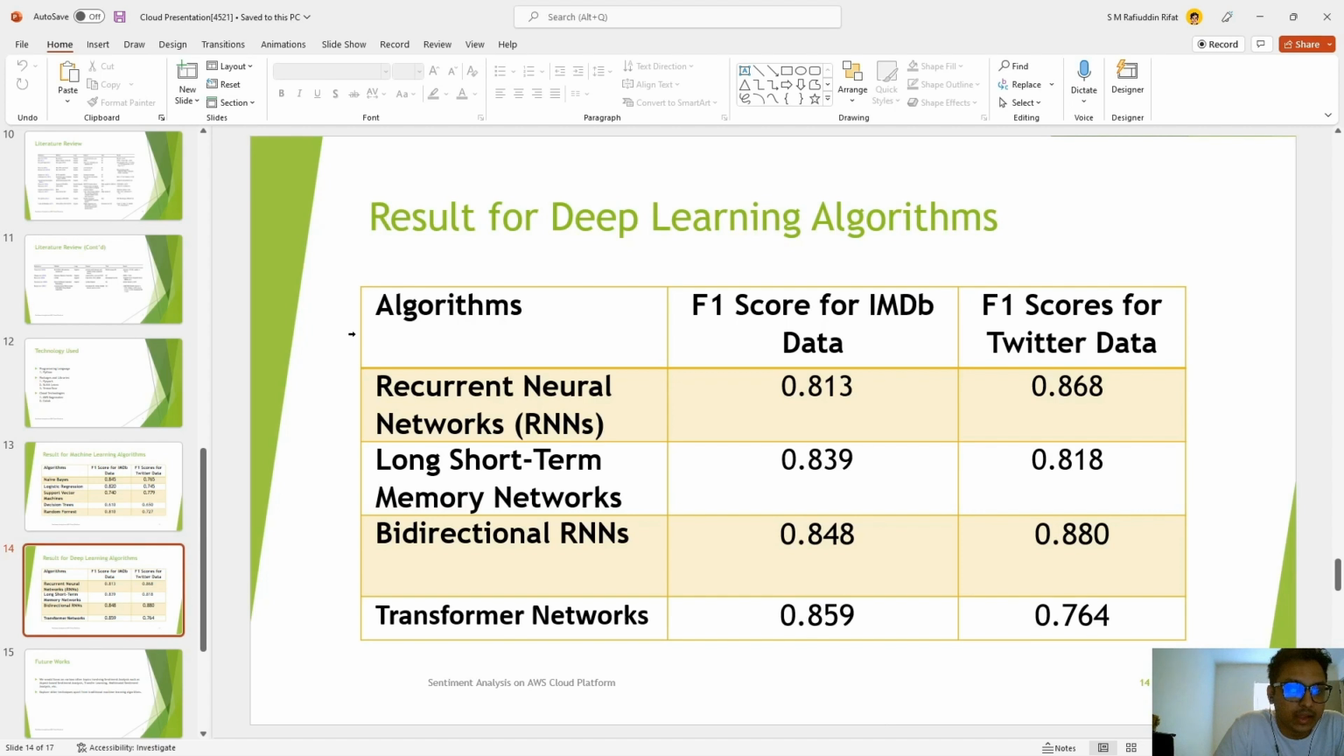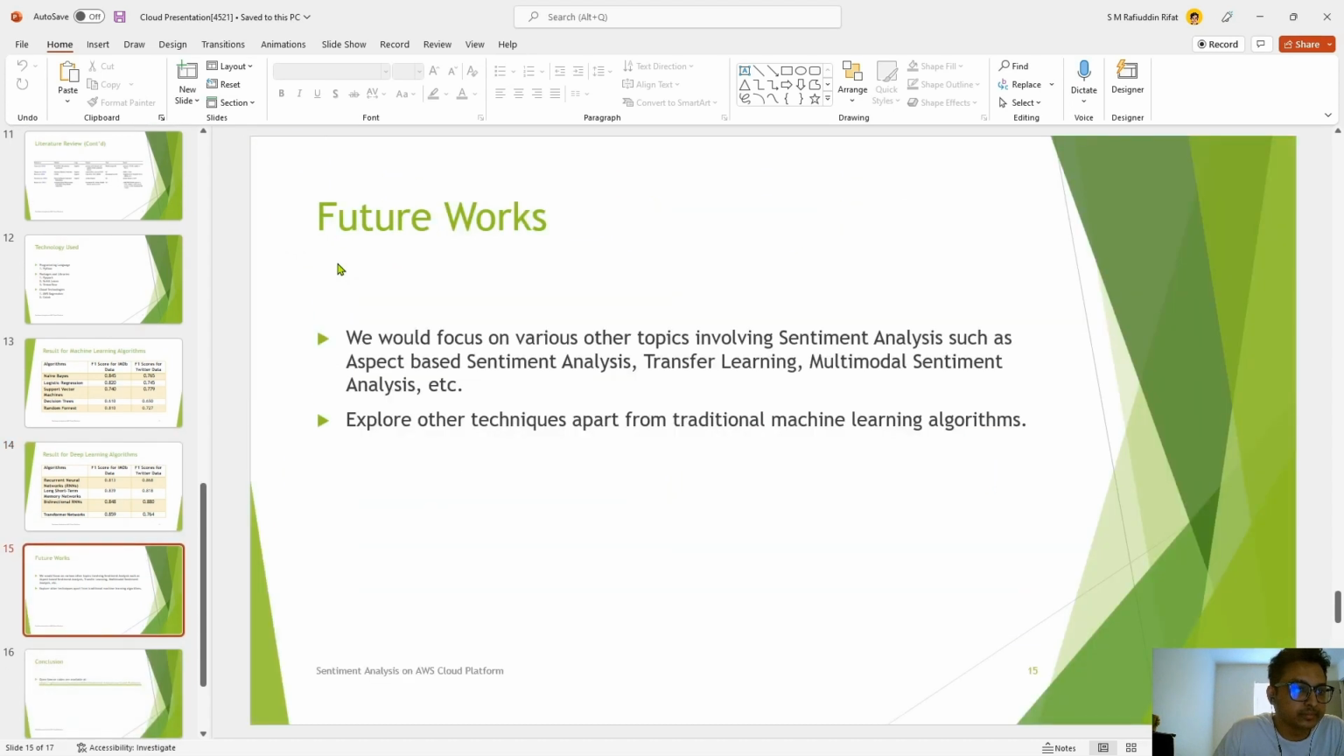As you can see from the results of our deployment, we have applied these algorithms both on IMDb data and Twitter data. Among these results, we can see that for the IMDb dataset, the transformer network is getting slightly better accuracy among all of these networks. And for Twitter data, as Twitter data has the least number of data, bidirectional recurrent neural networks were getting better accuracy. So these are the results for our deployment.